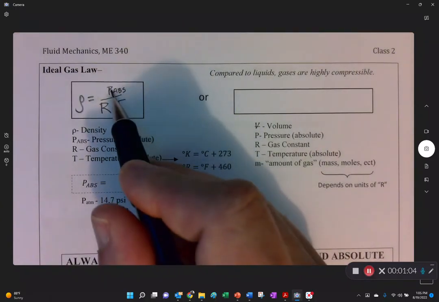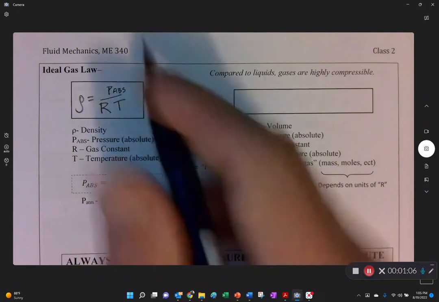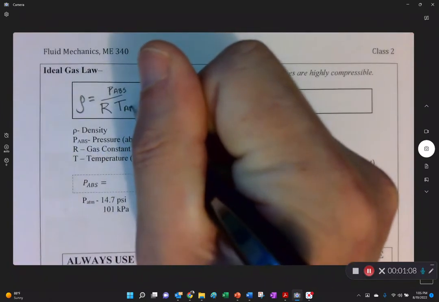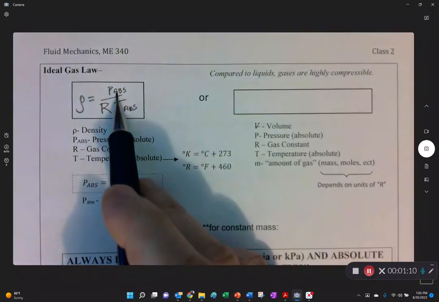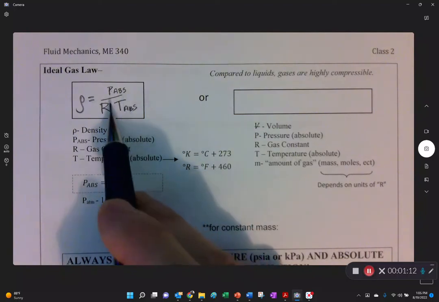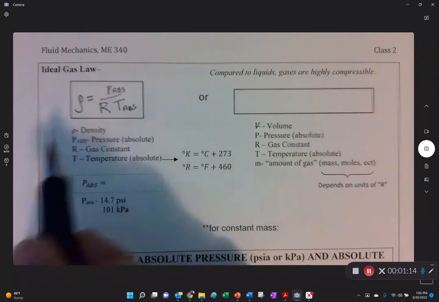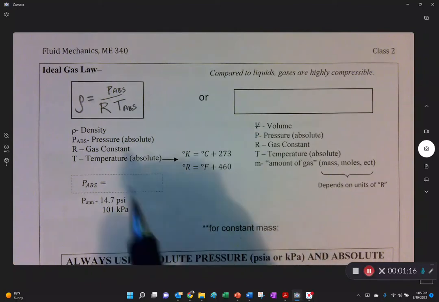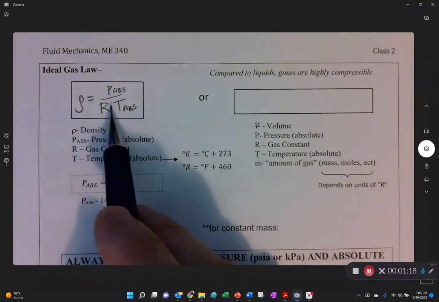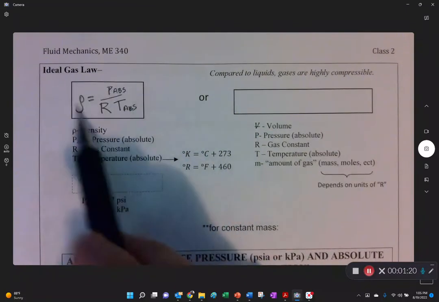Focus. All right. So the pressure needs to be the absolute pressure, and the temperature needs to be the absolute temperature, right? So I'm not always going to write abs, but we need to remember that. That's a very common mistake to make. So this is one way of writing it.